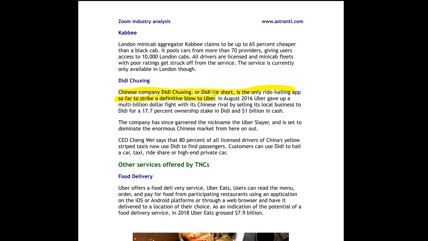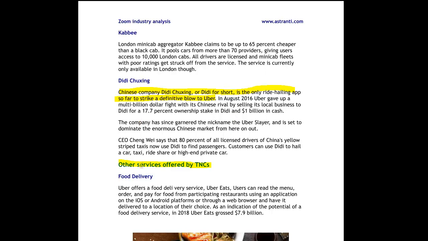And now at the end of each section, we're going to go into more detail about how what we've just looked at is relevant and important to the pre-scene. But before we get to the end of this section, I also want to look at the other services that are offered by TNCs, because often they're not just offering ride sharing.